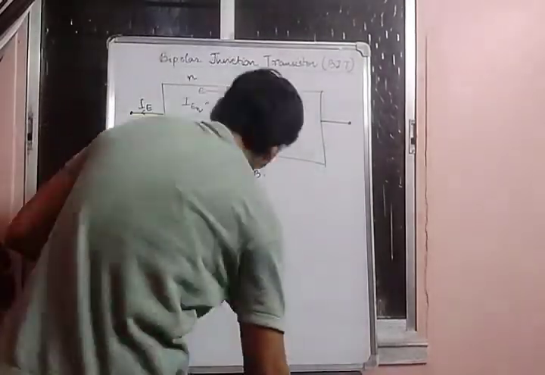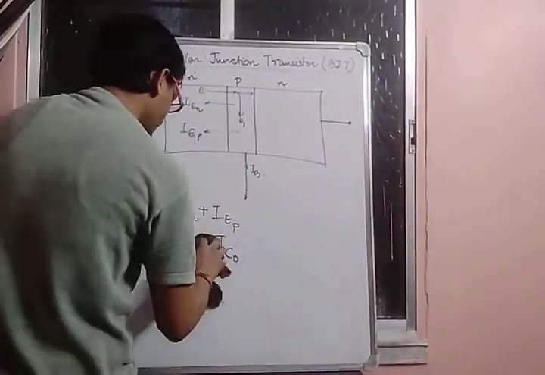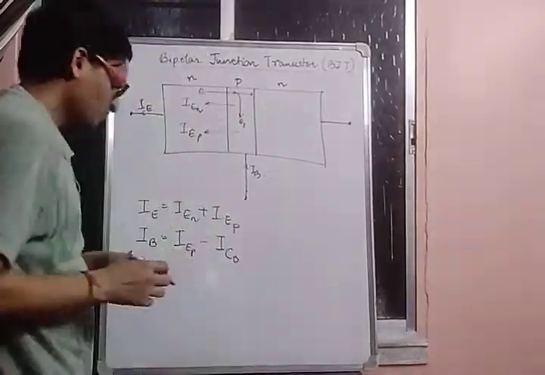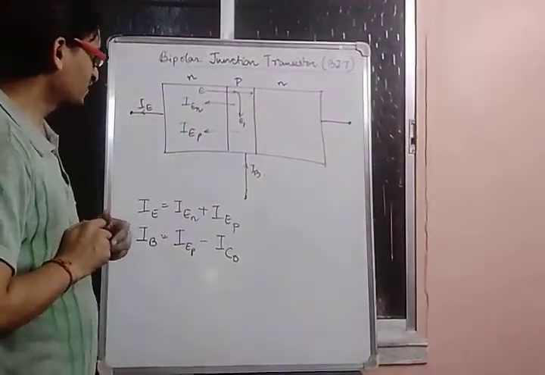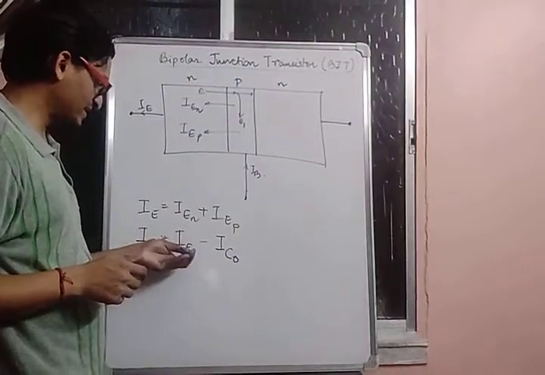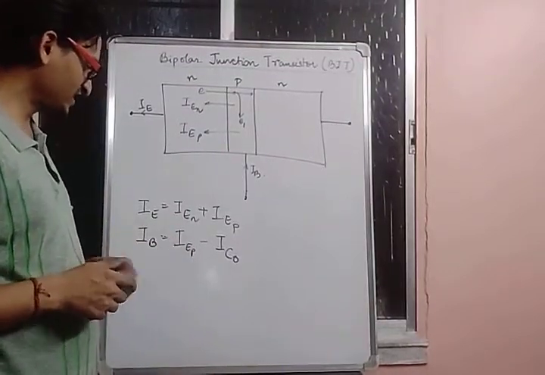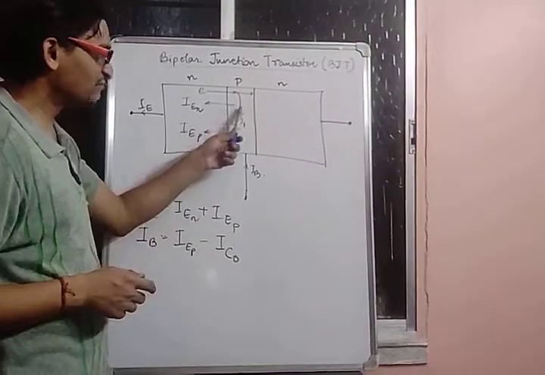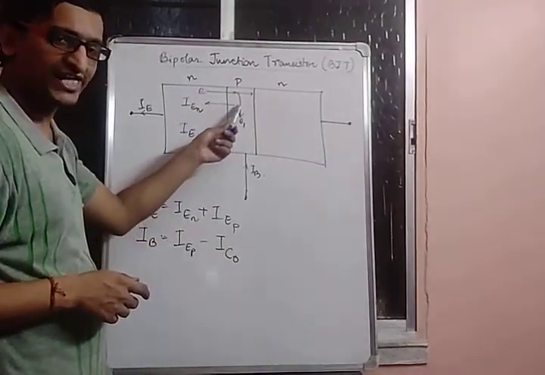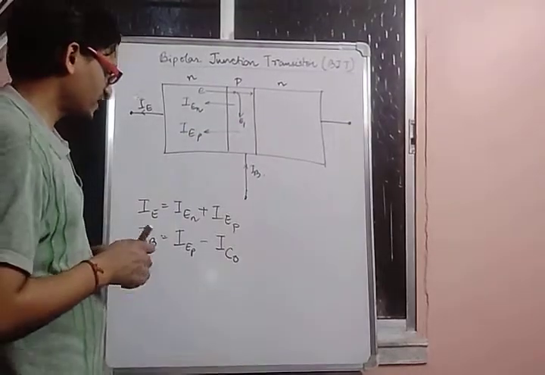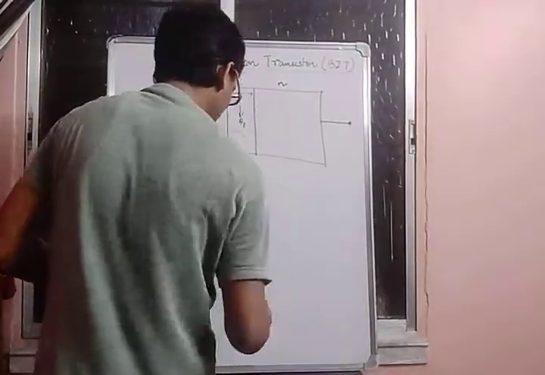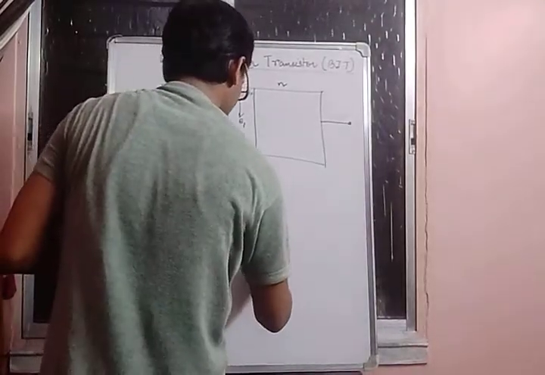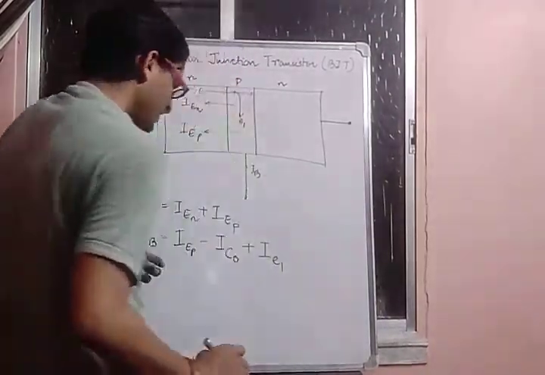Rather, it will be IB minus ICO. Direction will be opposite. So this is basically the case for this IB. And some current will be there due to this component as well. What is this current component? Let me represent it by what symbol I can use? I can just use IE1.